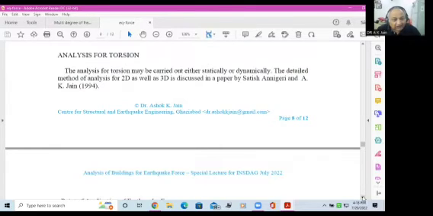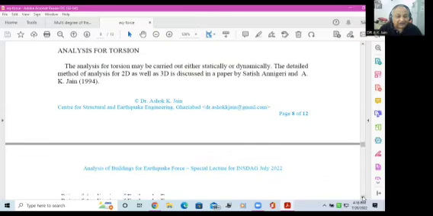Okay, the analysis for torsion may be carried out either statically or dynamically. The detailed method of analysis for 2D as well as 3D is discussed in a paper by one of my students, Satish Annigiri, in 1994 as part of his PhD thesis.